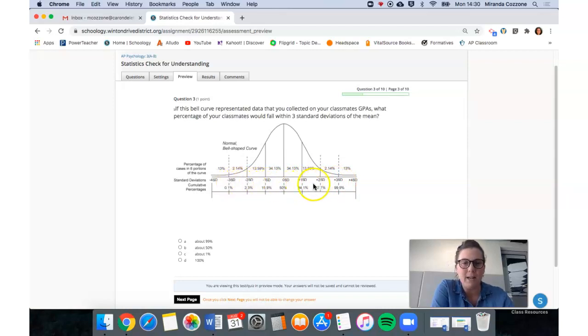So we have some positive standard deviations, meaning that these people's scores are higher than the mean, and these people's scores over here are lower than the mean. And so I said within 3 standard deviations. I didn't say above or below 3 standard deviations. We're talking about both sides of the spectrum here, okay? So those that fall within 1 are 68%. Those that fall within 2 are about 95%. Those that fall within 3 are about 99%.